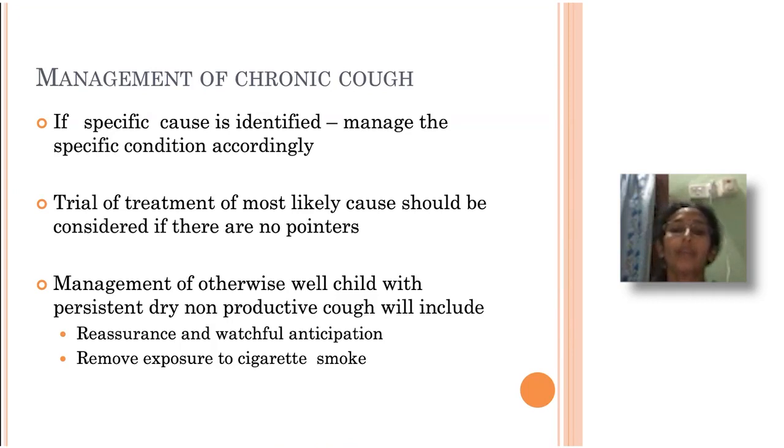So management of an otherwise well child with persistent dry non-productive cough will include reassurance and watchful anticipation, and removing the exposure to cigarette smoke. So in all children, precipitating or aggravating factors like smoke exposure should be removed. And if the parents are understanding, we can reassure and watch. It will improve in time. We can wait.